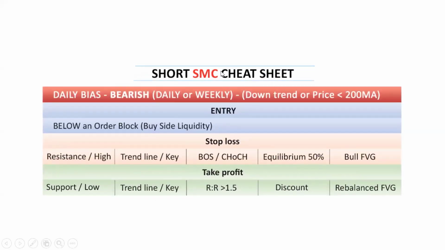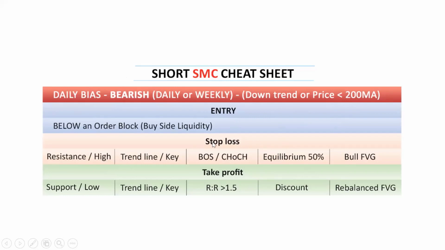The short Smart Money Concepts cheat sheet, you also got this in your email, and you're going to look at step 1, daily bias, the bearish daily or weekly. Make sure that it is in a downtrend or that price is below the 200-day moving average. The entry is below an order block or a buy-side liquidity. So remember, buy-side liquidity is high up, where smart money is going to grab those buying levels to sell into them, which is going to bring the price down.